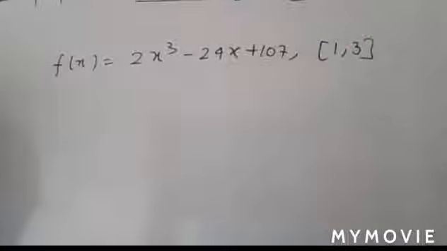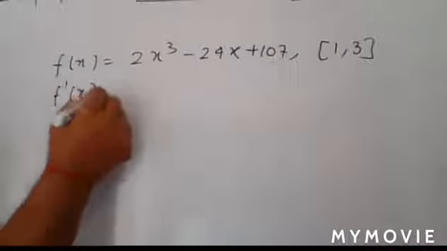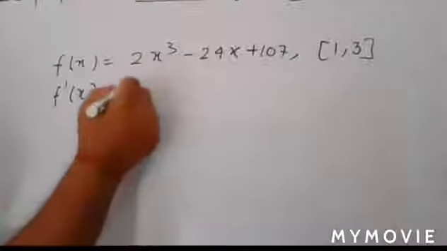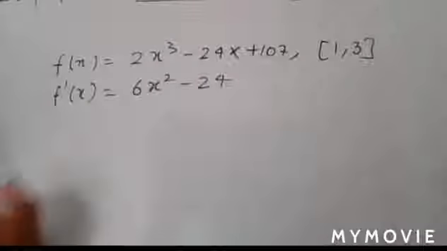But note one thing: if the interval is a closed interval, then you have to find its absolute maximum or absolute minimum value. But if your interval is an open interval, then you have to find its local maximum and local minimum value. Don't get confused about it; sometimes the word absolute is not given. So proceed. Take f dash x, which is 6x^2 - 24, the value of its derivative.